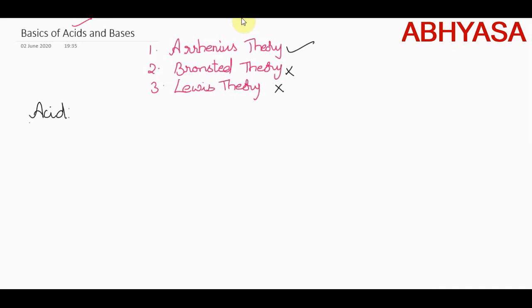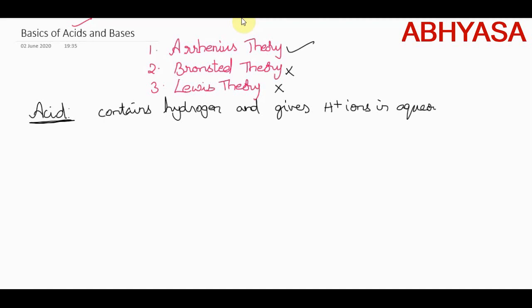And you know the basic definitions, but still I repeat them and I will go deep into the definition. What is an acid? Any substance which contains hydrogen and which gives H plus ions when dissolved in aqueous solution, that is called an acid. What is an acid? Acid is a substance which contains hydrogen and it gives H plus ions in aqueous solution.